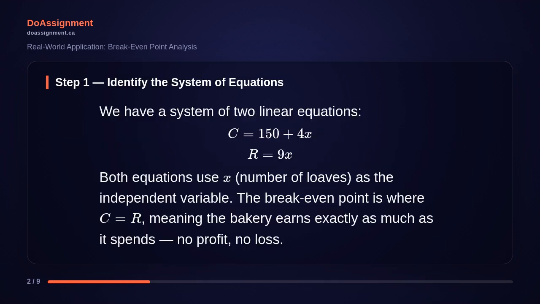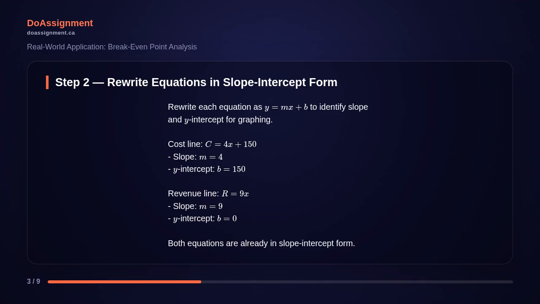We have two equations. Cost equals 150 plus 4x, and revenue equals 9x. The break-even point is where these two are equal, where the bakery neither makes money nor loses money. Both equations are already in slope-intercept form. The cost line has slope 4 and y-intercept 150, meaning fixed costs start at $150. The revenue line has slope 9 and passes through the origin.